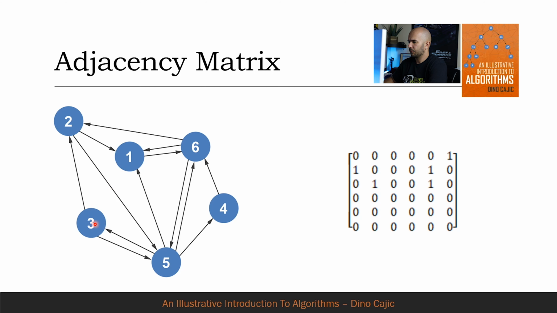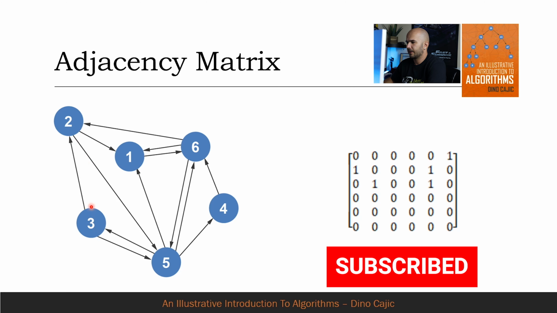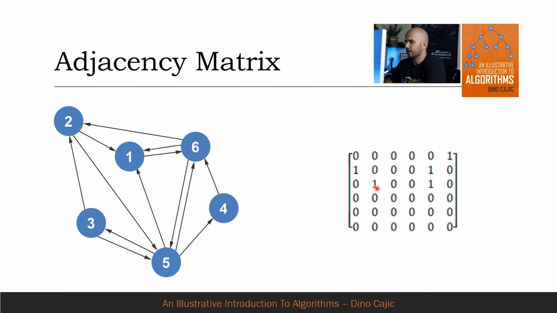Vertex 3 has 2 outbound edges. One outbound edge leads to vertex 2 and the other outbound edge leads to vertex 5. We update the matrix entries 3,2 and 3,5. Vertex 4 has one outbound edge to vertex 6, so we update entry 4,6. We move to vertex 5, which has 4 outbound edges. Entries 5,1, 5,3, 5,4, and 5,6 are updated.